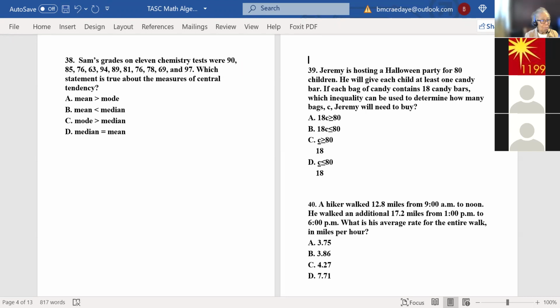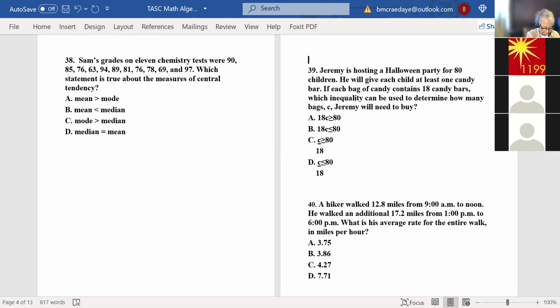Seven, 6, 7 plus 8, 8 plus 8. Oh, 81 plus 9 plus 94 plus 7. Yes. 8, divided by how many numbers?